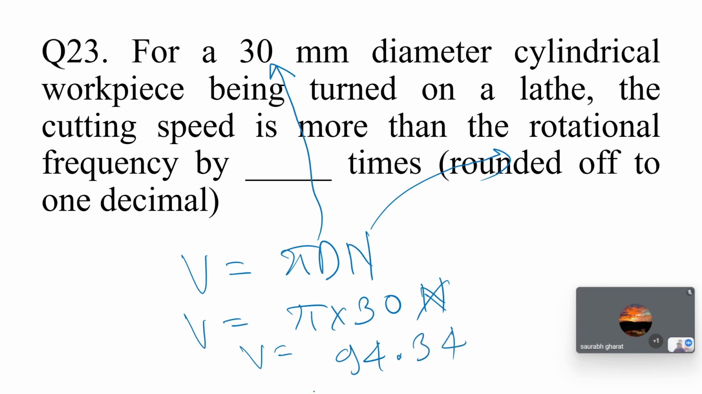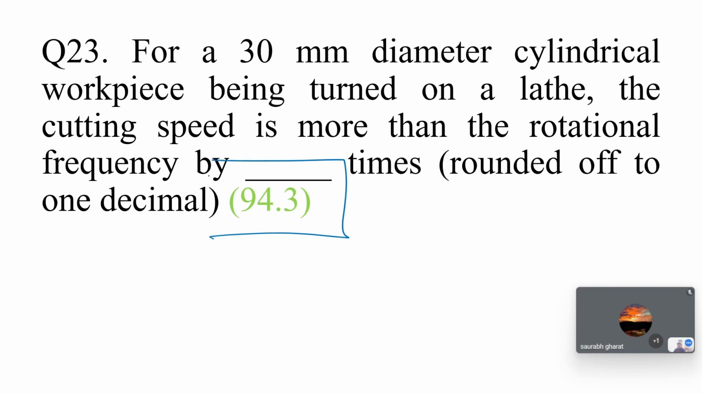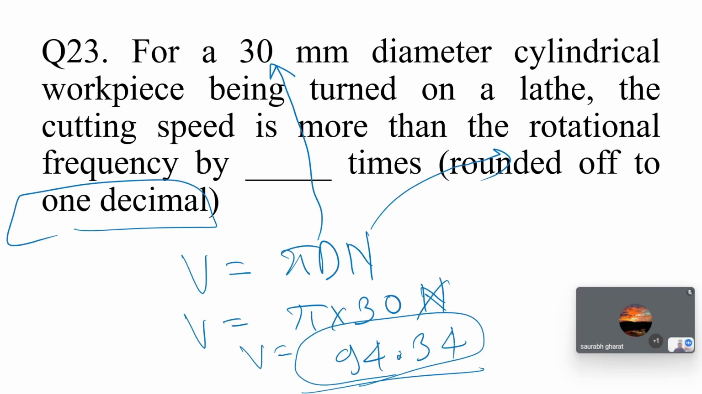So v is equal to pi into 30, which will be 94.3. These are rounded off values. Because you are rounding up to one decimal, you get 94.3 only. So 94.3 is the only correct answer, because the digit is 4 you can convert the 3 into 4. Just multiply pi into the 30, so we get your answer.